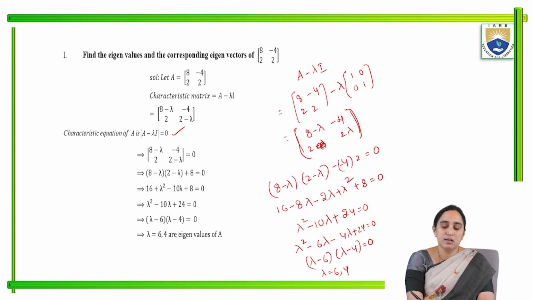This is the lengthy procedure. After getting the characteristic equation, we can use a scientific calculator, take the equation form, and substitute the coefficients. Directly we get the lambda values, 6 and 4. That is the easiest method for finding the eigenvalues after getting the characteristic equation. For a 2 by 2 matrix, we get two eigenvalues. Now we have to find the corresponding eigenvectors.